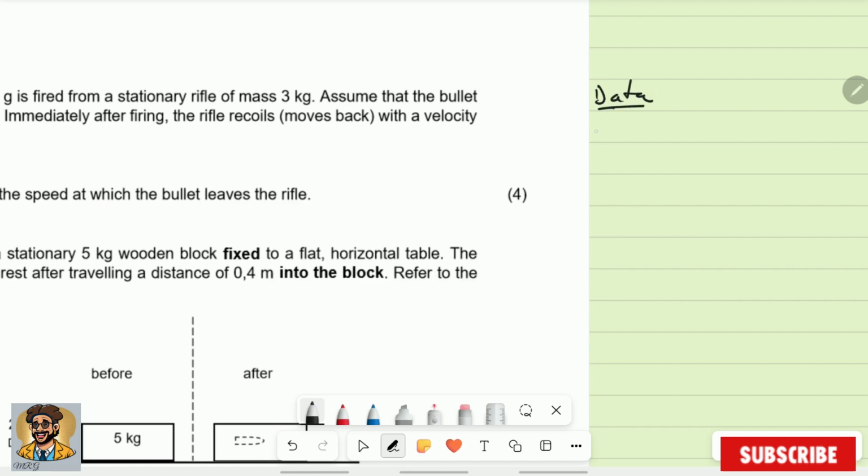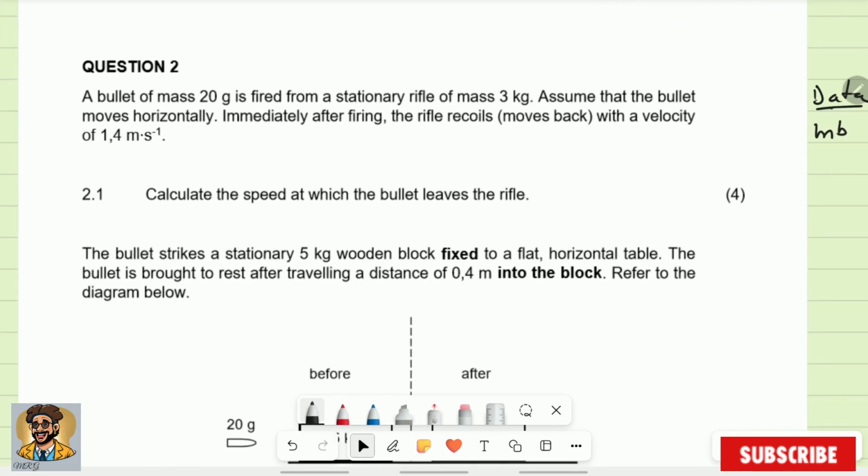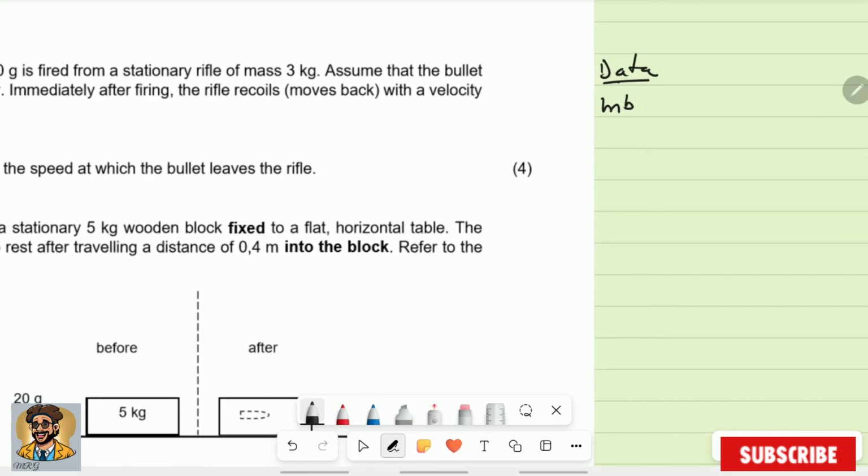Data. Mass of bullet. I'm going to write B to represent the bullet. It's 20 grams, and I cannot work in grams, so I'm going to convert while I'm writing the data. That will be 20 divided by 1,000, which is equal to 0,02 kilograms.